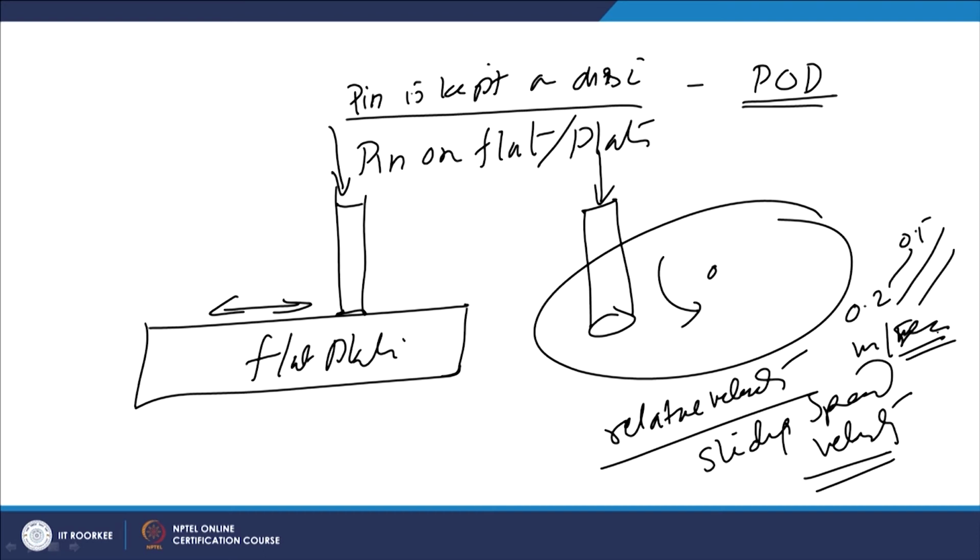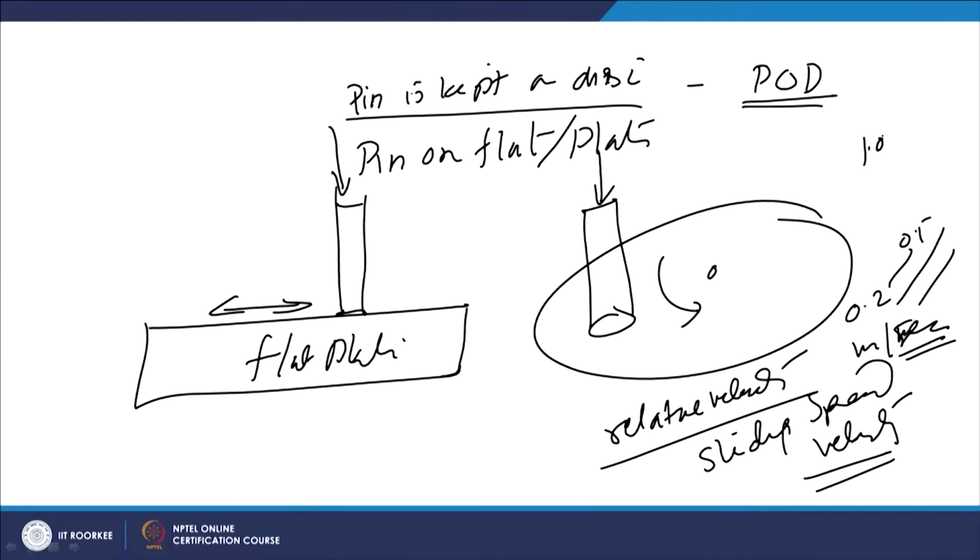If the modified surfaces are to be used for higher relative movement conditions, then of course we will be going for like 0.5 to 1 meter to 2 meter per second sliding speed. So, the pin will be kept at a fixed location while the counter surface will be rotated at different speeds for achieving the required sliding speed.